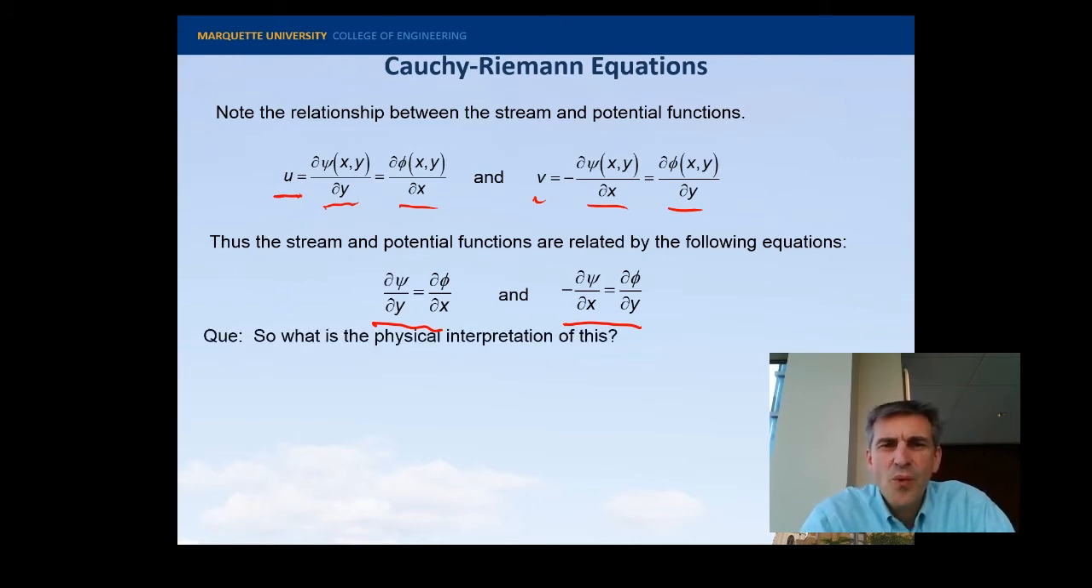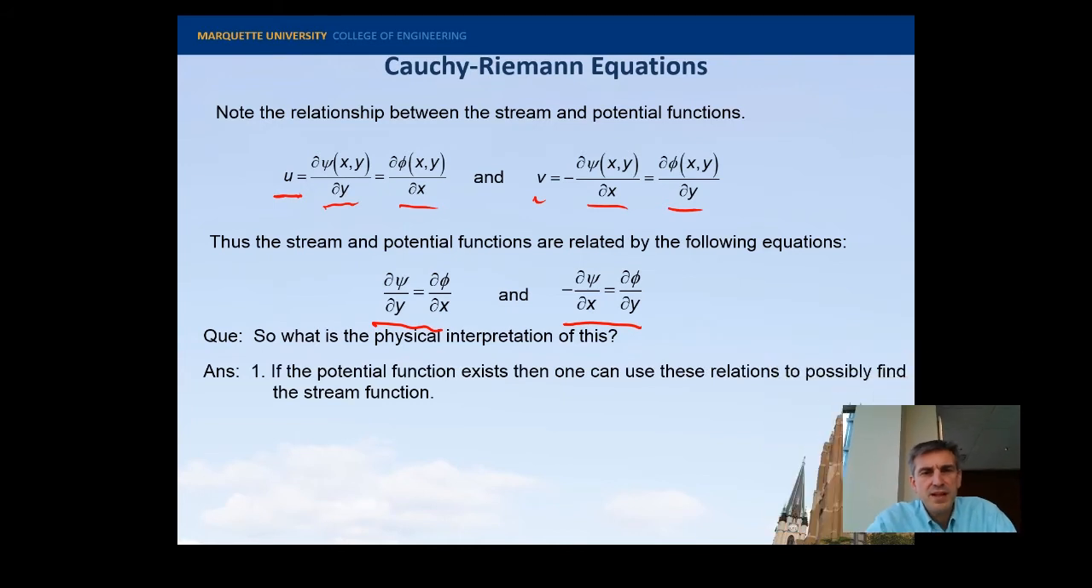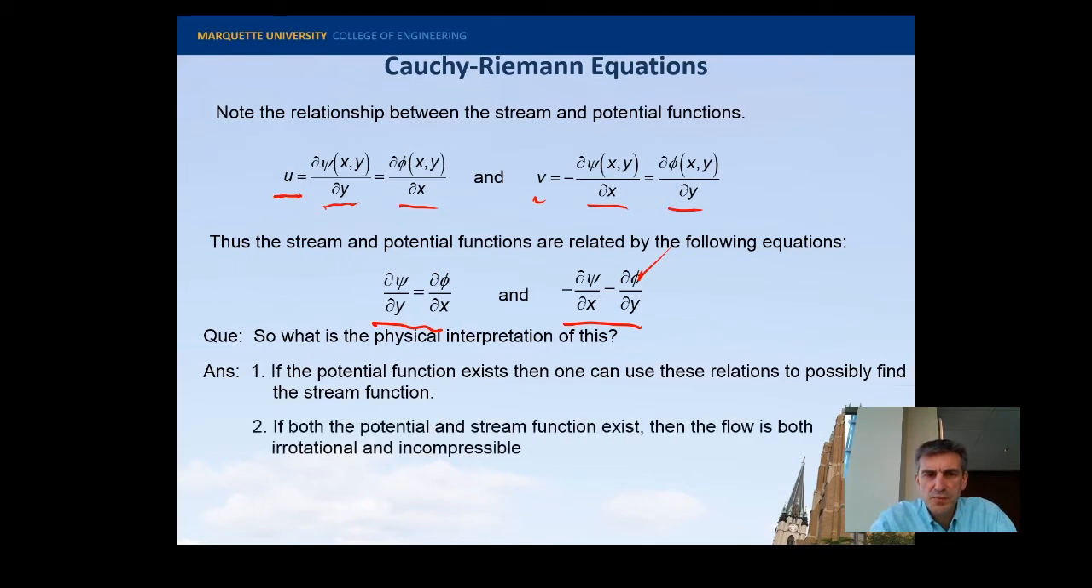Now, what's the physical interpretation of this relationship? Well, first off, if the potential function exists, so if we know what the potential function is, then we could possibly find the stream function, right? So it's a relationship between those two. If both the potential function and the stream function exist, then the flow is not only irrotational, but it's also incompressible. So it implies that these irrotational flows are also incompressible and vice versa.